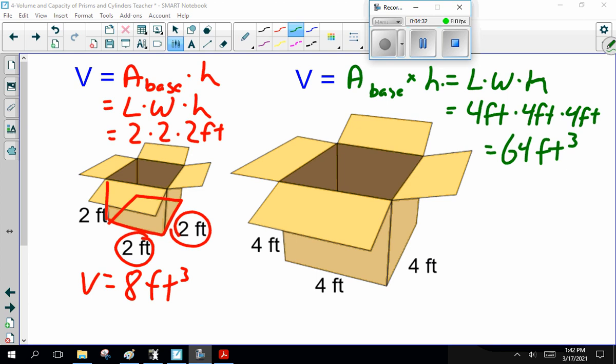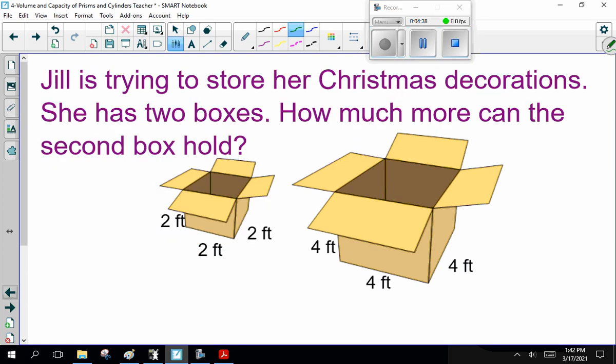So far, so good? All right. Now, that's the important part. The one little thing I forgot to mention. How much more can the second box hold is the question. So, how much more can the second box hold?